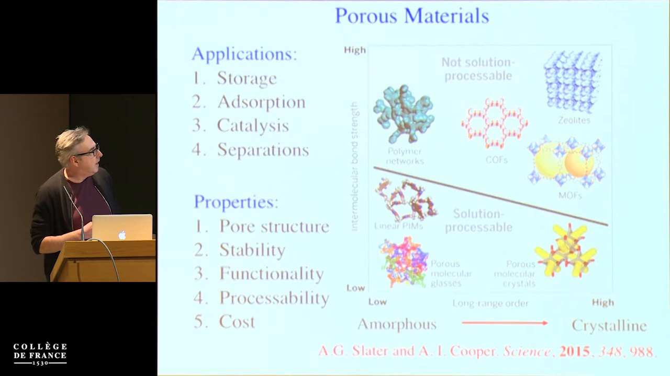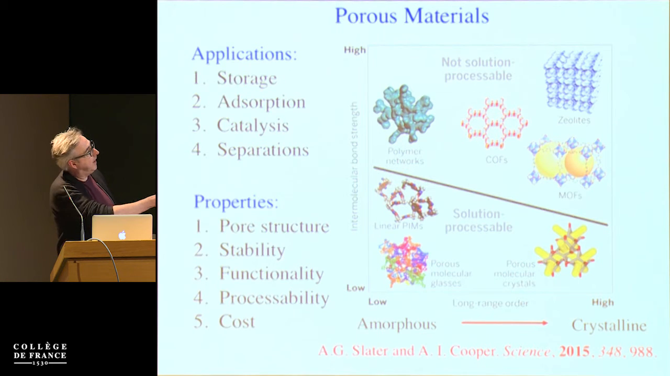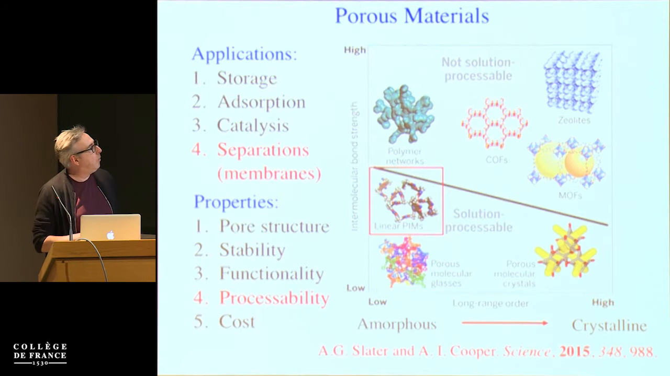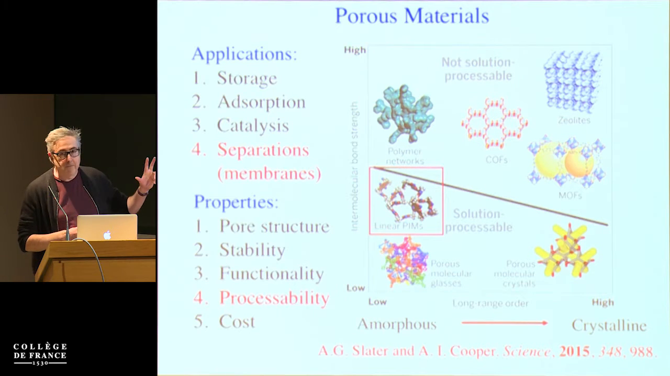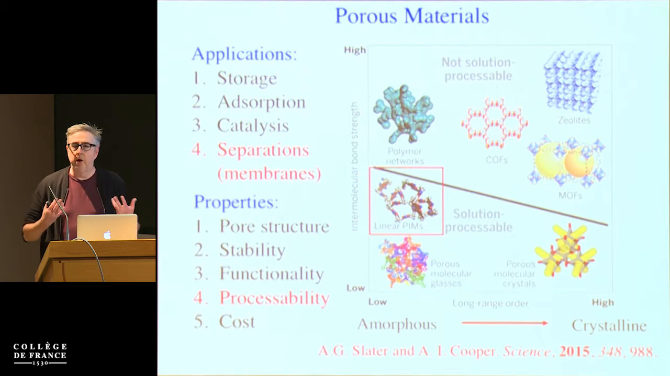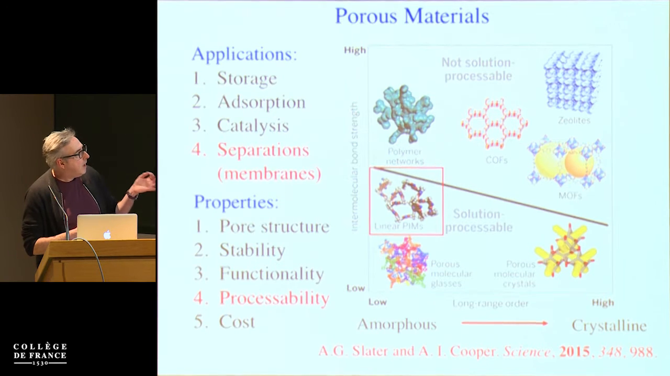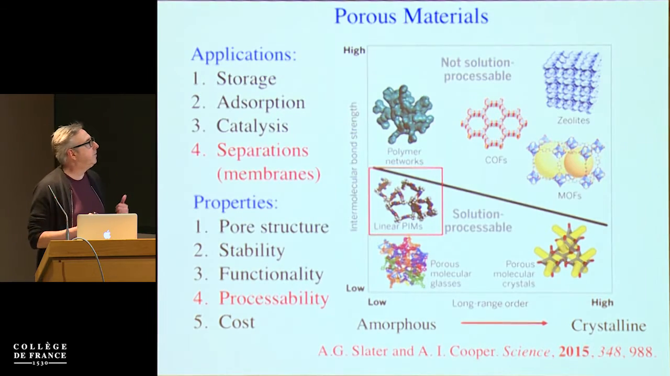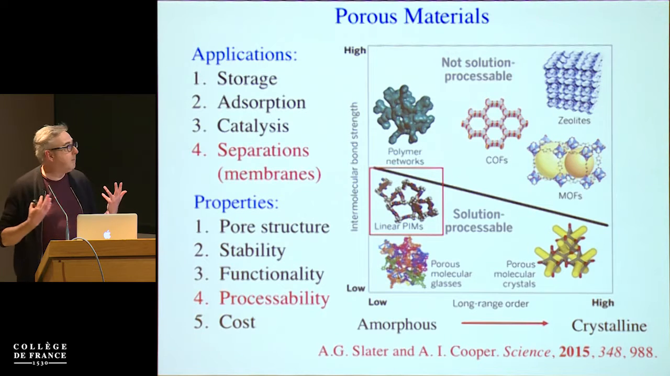But I'm going to show you a couple of different classes of porous materials. The PIMs, which are solution processable materials, and these do not have a framework. And I'm also later on going to talk about some porous molecular crystals, which also do not have this three-dimensional network. Now, the PIMs are basically amorphous materials. There's no reason why you can't have porosity in amorphous materials. But the porous molecular crystals, as their name implies, have three-dimensional order.